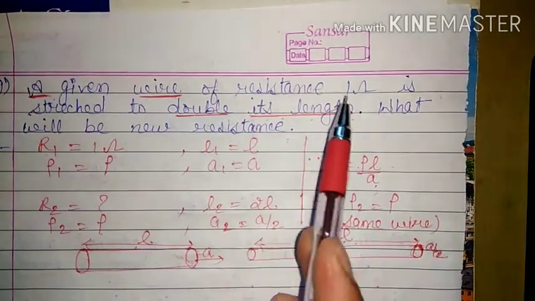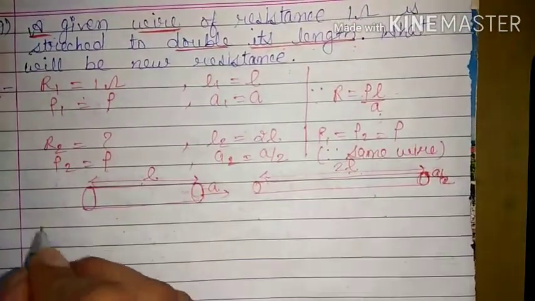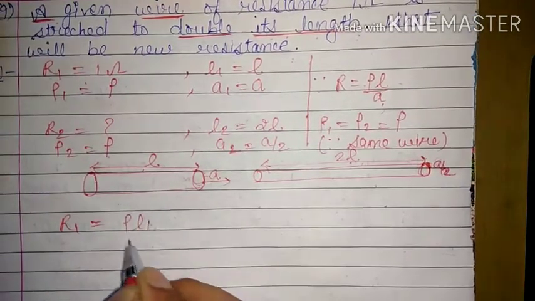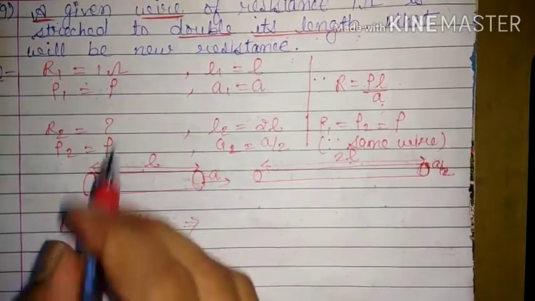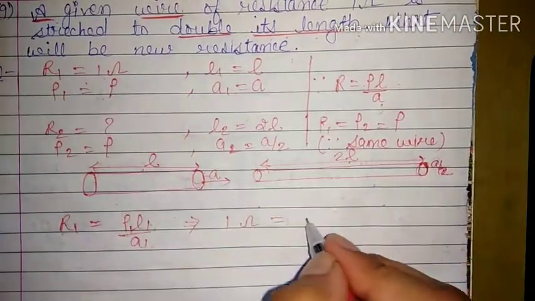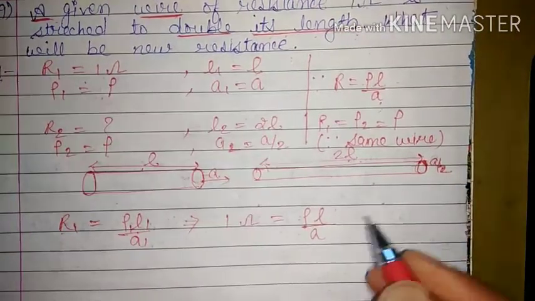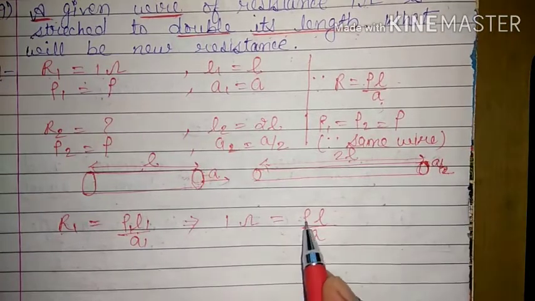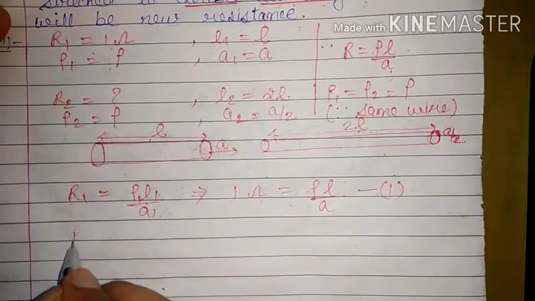Now we have been given one resistance and we have to calculate the other one. So we will start from R1. R1 is equal to rho 1 L1 upon A1. So R1, that is 1 ohm, is equal to rho L upon A. This is the first equation. That means 1 ohm is equal to rho L upon A, equation number 1.